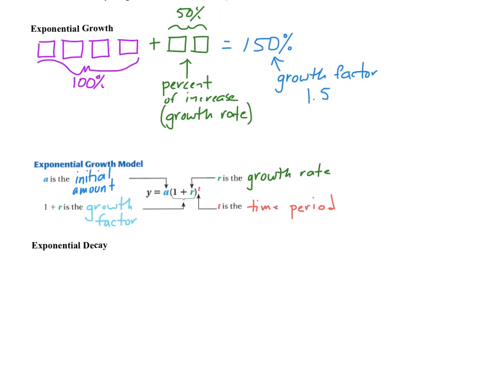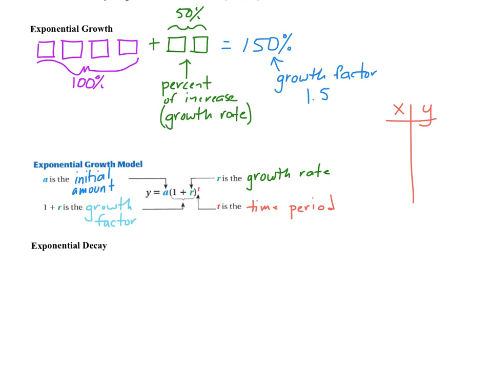Okay, so actually before we move on to exponential decay, I want to connect it back to our charts that we did the other day. So we have X and Y, and I'm going to say step 0, that was 4, right? We started off with the 4 blocks, and then after the first step, 50% of 4 was 2, and I added that together, so that meant that I had 6 blocks, right?